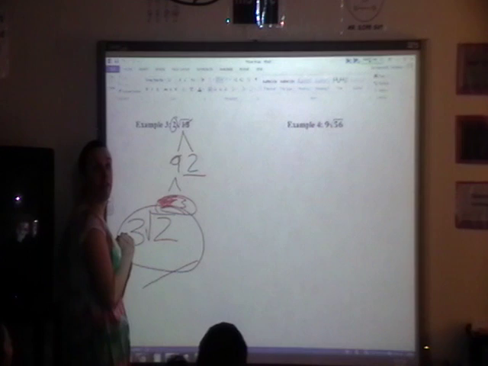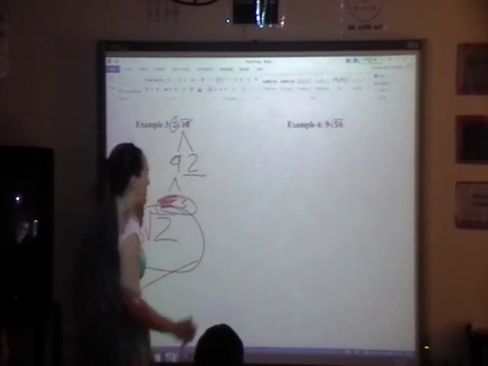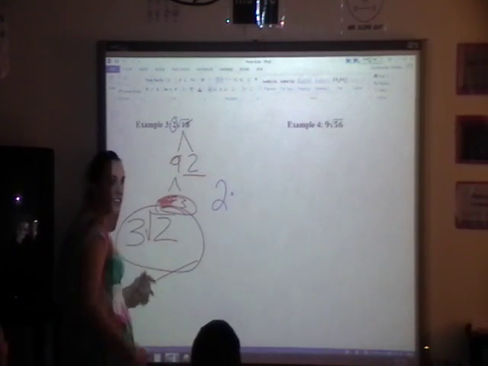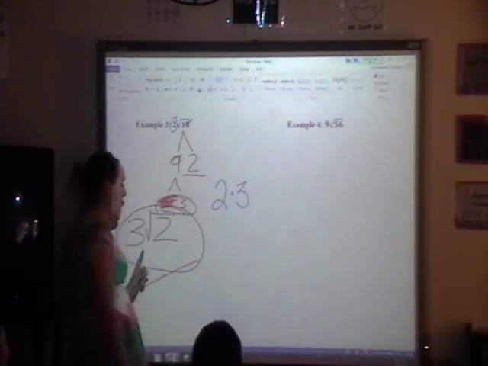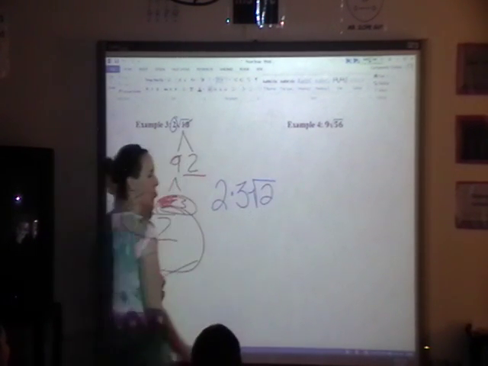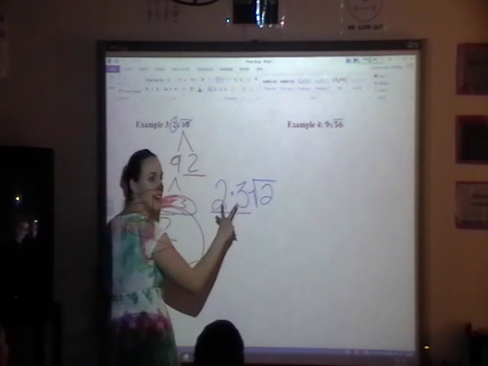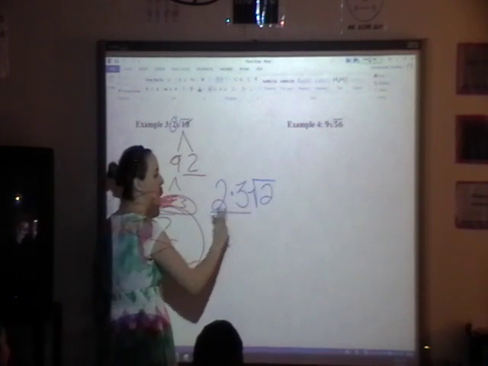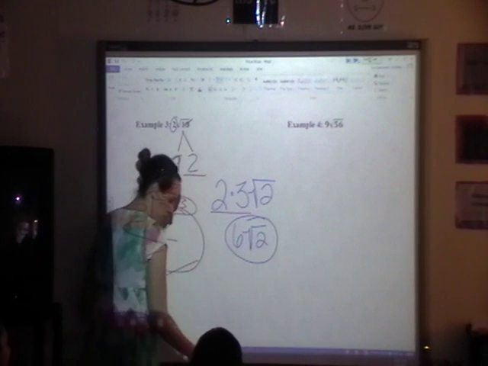Don't forget about the 2 out in front. 2's coming to pick up your guy. Here I am, I'm a 2. I'm coming to pick him up. See your escape route? Yes, exactly. He's coming to get him out. So 2 gets multiplied to 3 radical 2. We segregate. We only multiply like terms. 2 and 3 are the only like guys. Radical 2 ain't a friend. So what's 2 times 3? 6 radical 2.